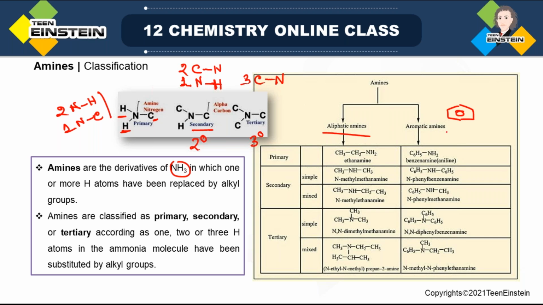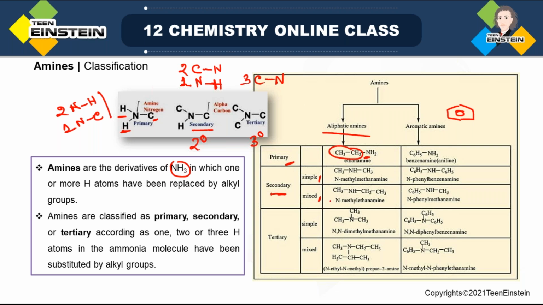So come to the left hand side, that is aliphatic amine. Here under primary category, obviously now nitrogen must be attached with 2 hydrogen. So that is why this is the example of primary, and only one ethyl group is attached with nitrogen, so there is only one CN bond.